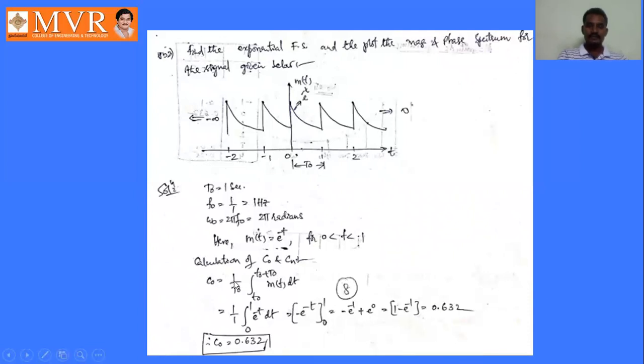C0 is 1 by T0 integral T0 to T0 plus T0 of m(t) dt. m(t) is e^(-t). Here the limits are 0 to 1, and the T0 value is 1. So 1 by 1 into integral 0 to 1 of e^(-t) dt, which is minus e^(-t) with the limits 0 and 1. By simplifying this, it will become 1 minus e^(-1). By using the calculator, we can calculate this value, that is 0.632. So C0 can be calculated as 0.632.